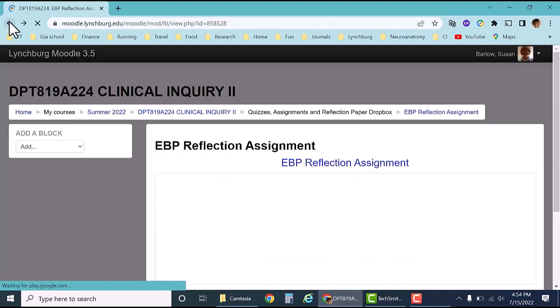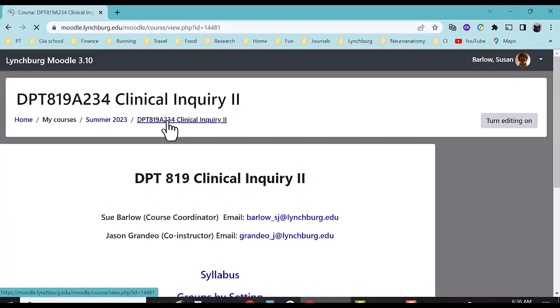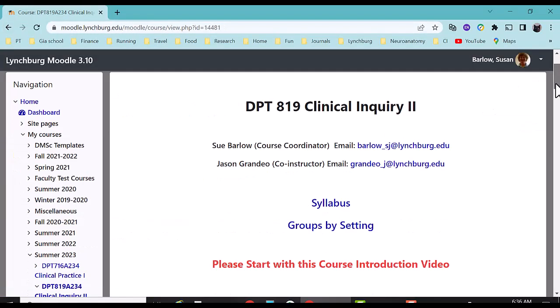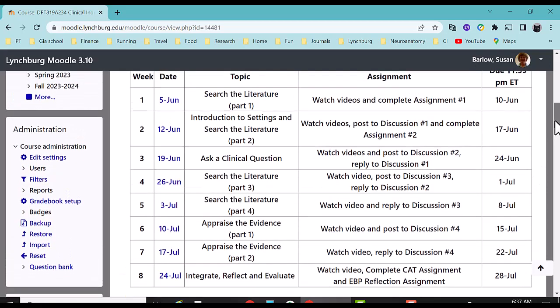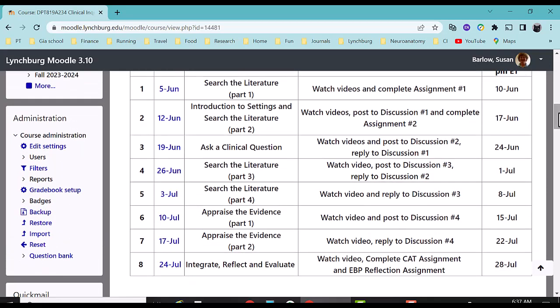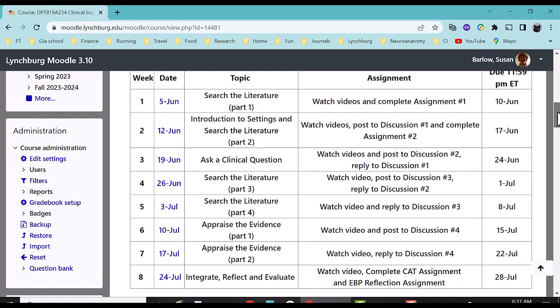And moving back, you can take a look at the course schedule and see where we are. So, as I said, I opened up week 8 on July the 16th. Okay, so your assignment to integrate, reflect, and evaluate by completing the CAT assignment and the EBP reflection is not due until July the 28th. July the 28th by 11:59 p.m. Eastern Time.